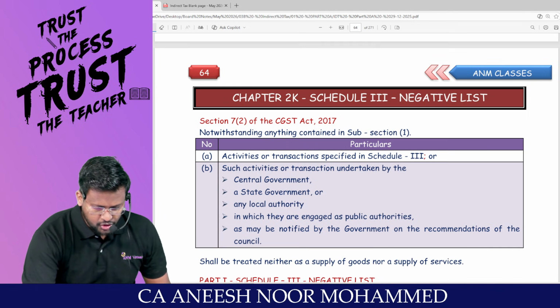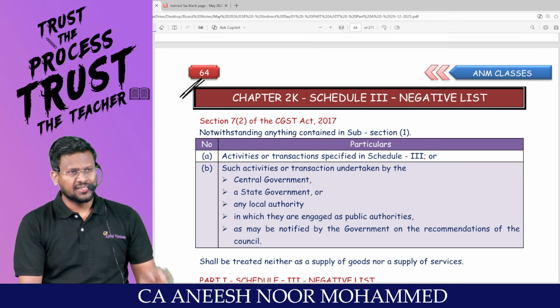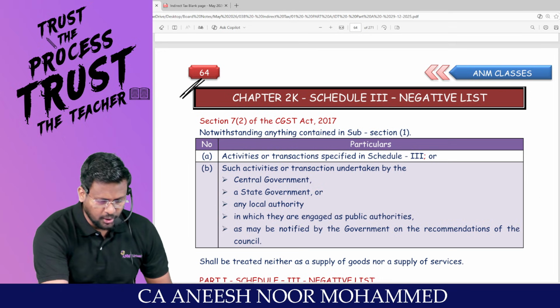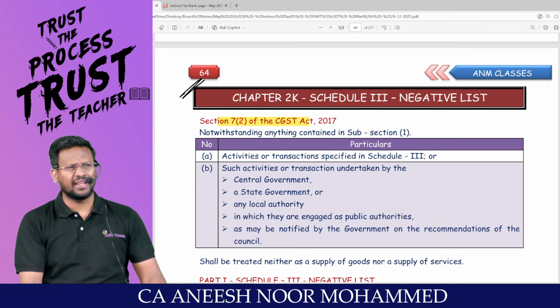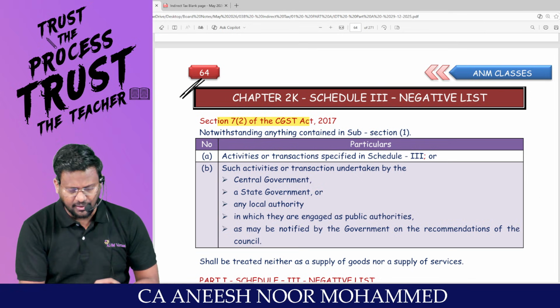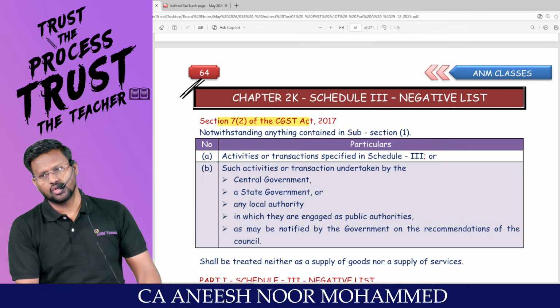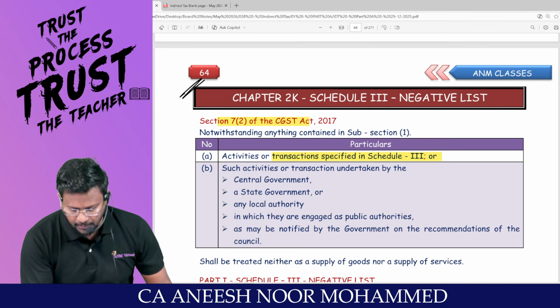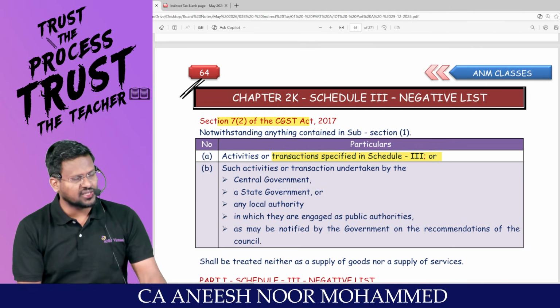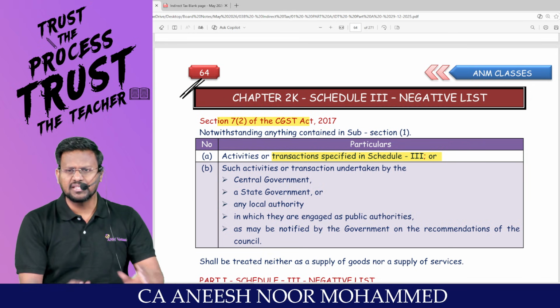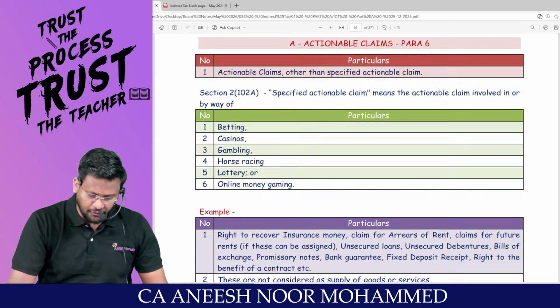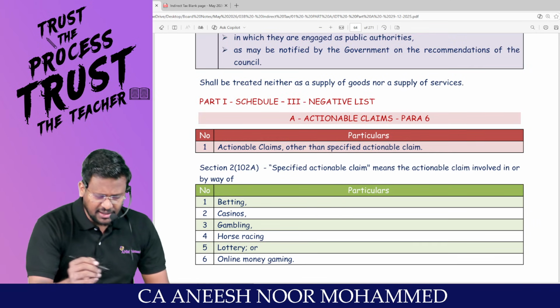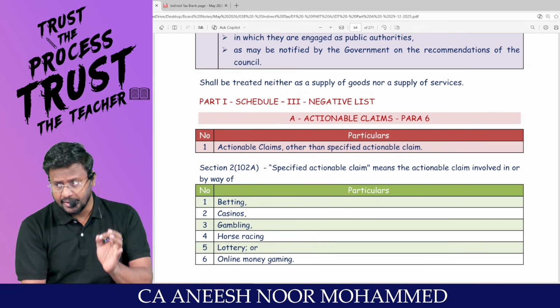So we are doing Schedule 3. Sir, there is a section called Section 7(2) of the CGST Act. In the last slot, we understood that there are certain activities or transactions covered in Schedule 3. If an activity or transaction is covered in Schedule 3, it is neither supply of goods nor supply of services. These are the items we have already completed.